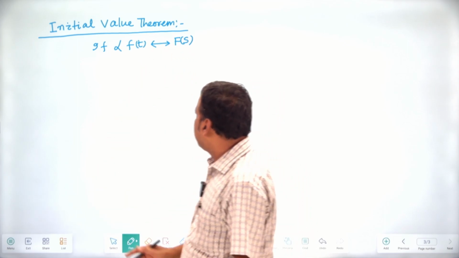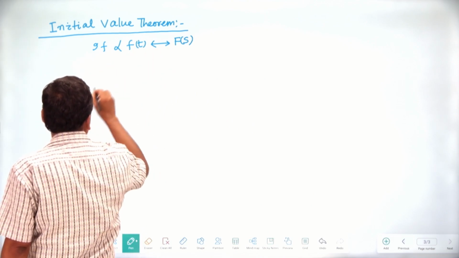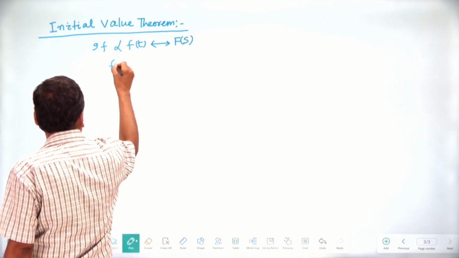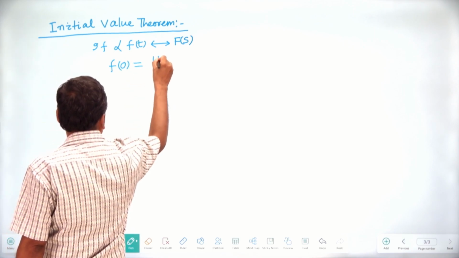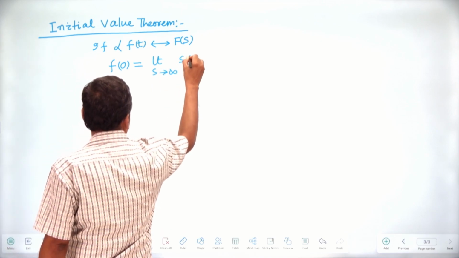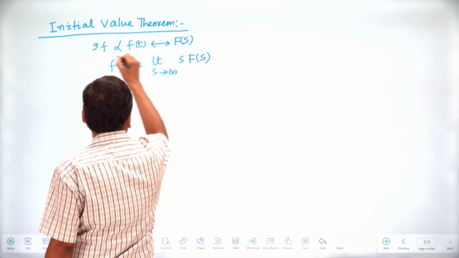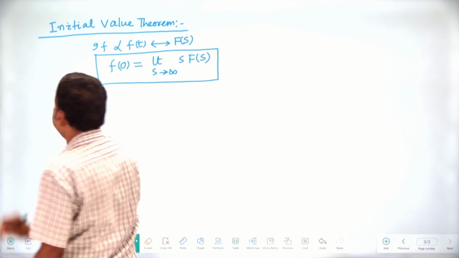And the initial value theorem says that if the Laplace transform of f(t) is F(s), the initial value, that is f(0), equals the limit as s tends to infinity of s F(s). This is the initial value theorem as far as the Laplace transform is concerned.